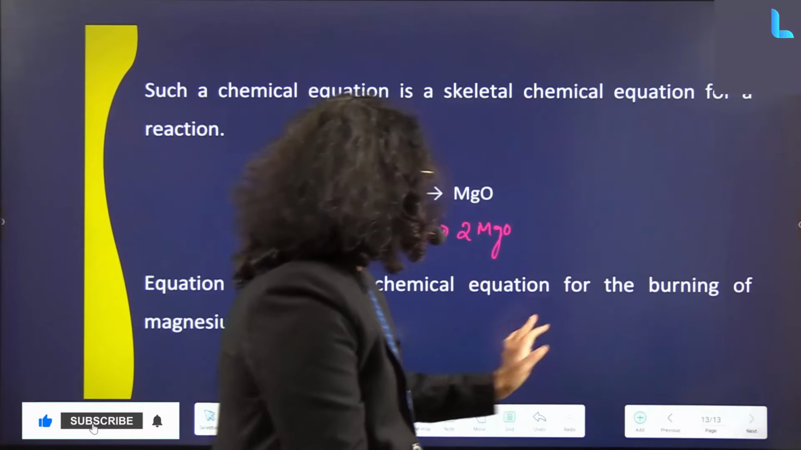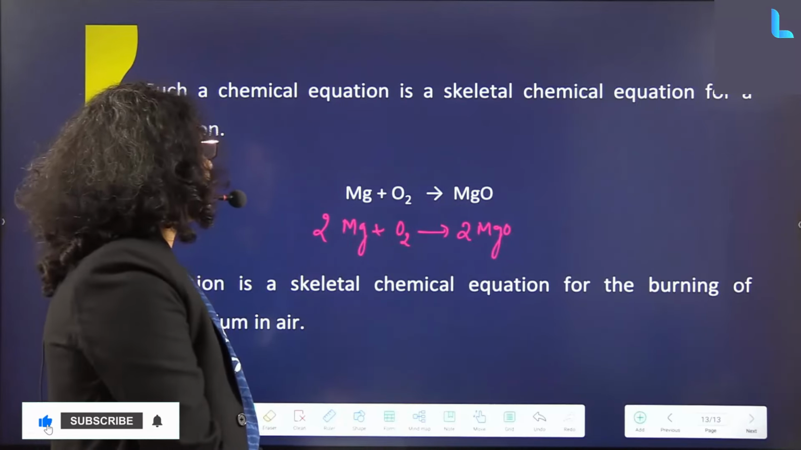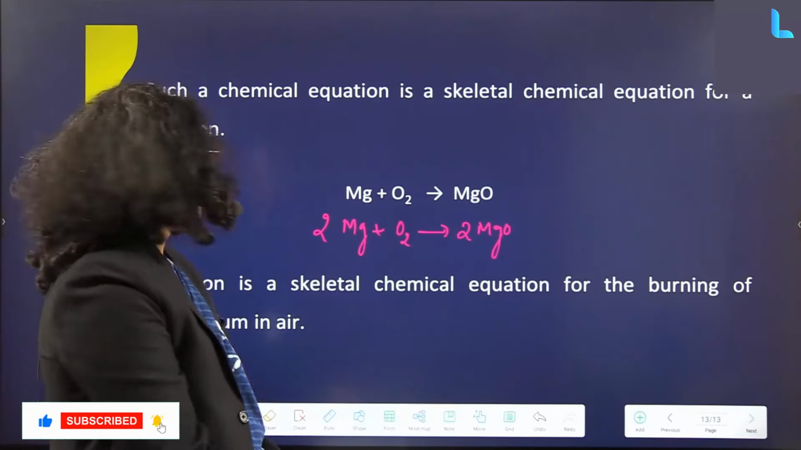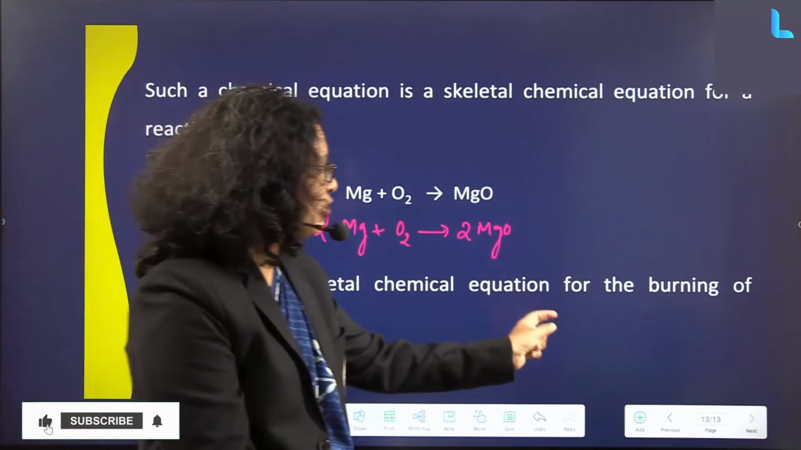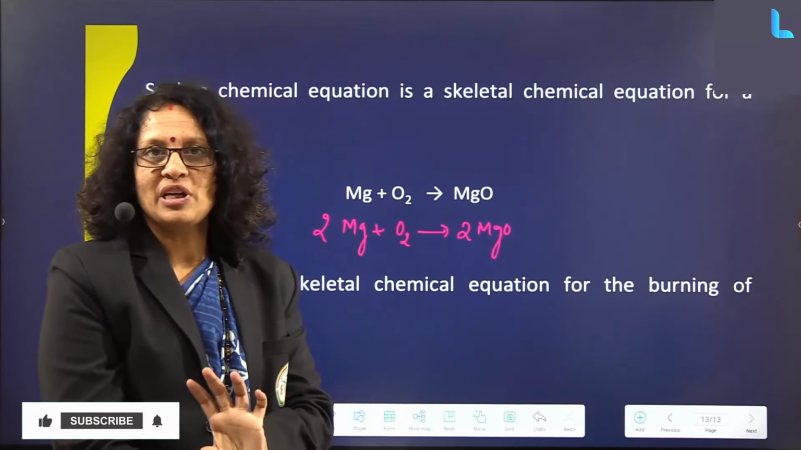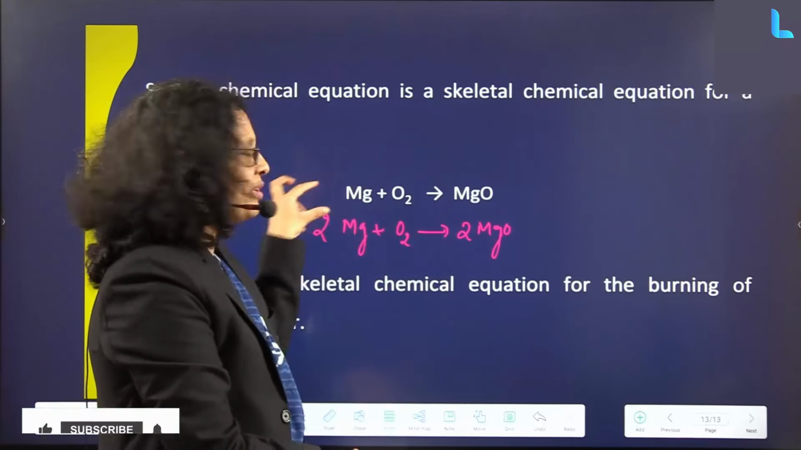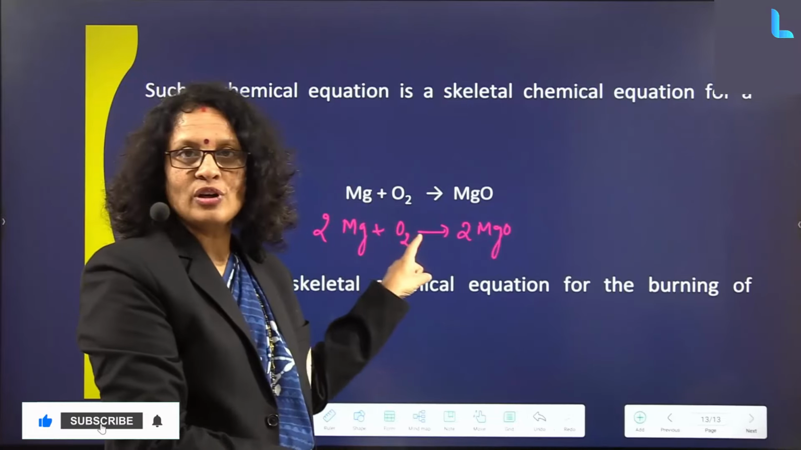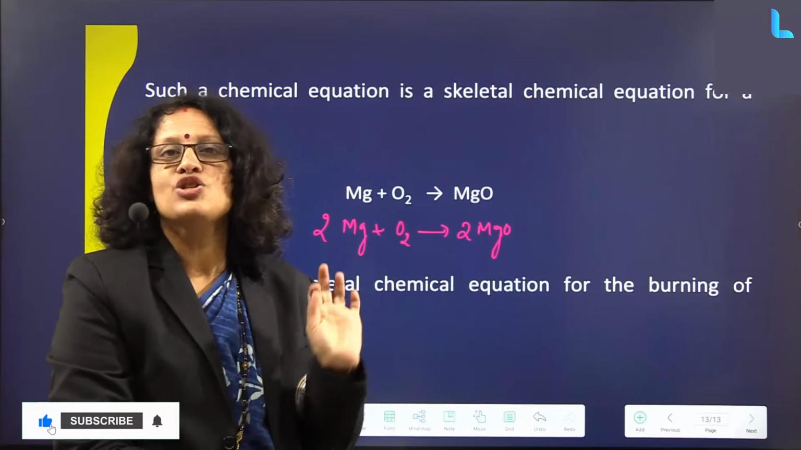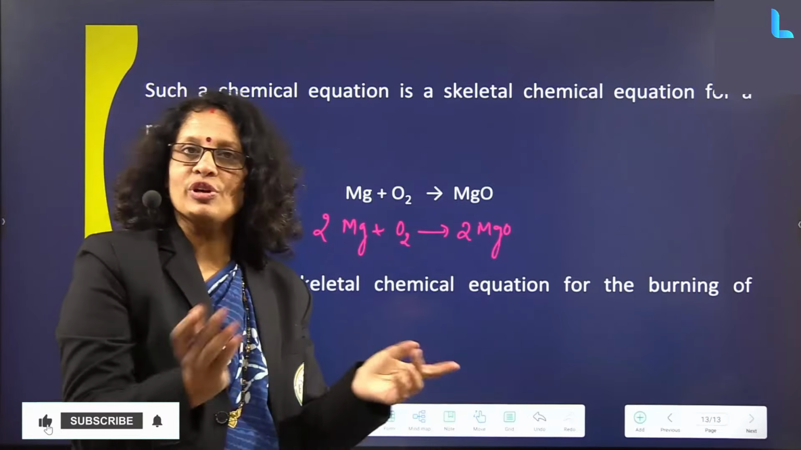So our given equation was not balanced. We have balanced the equation by multiplying by 2 on the left hand side as well as the right hand side, to Mg and MgO. Okay, this equation is a skeletal chemical equation for the burning of magnesium in air. What is it explaining? We have taken a magnesium ribbon and burned it in the presence of oxygen. The ribbon converts into a white powder, magnesium oxide. So that complete story we can write in the form of one equation.